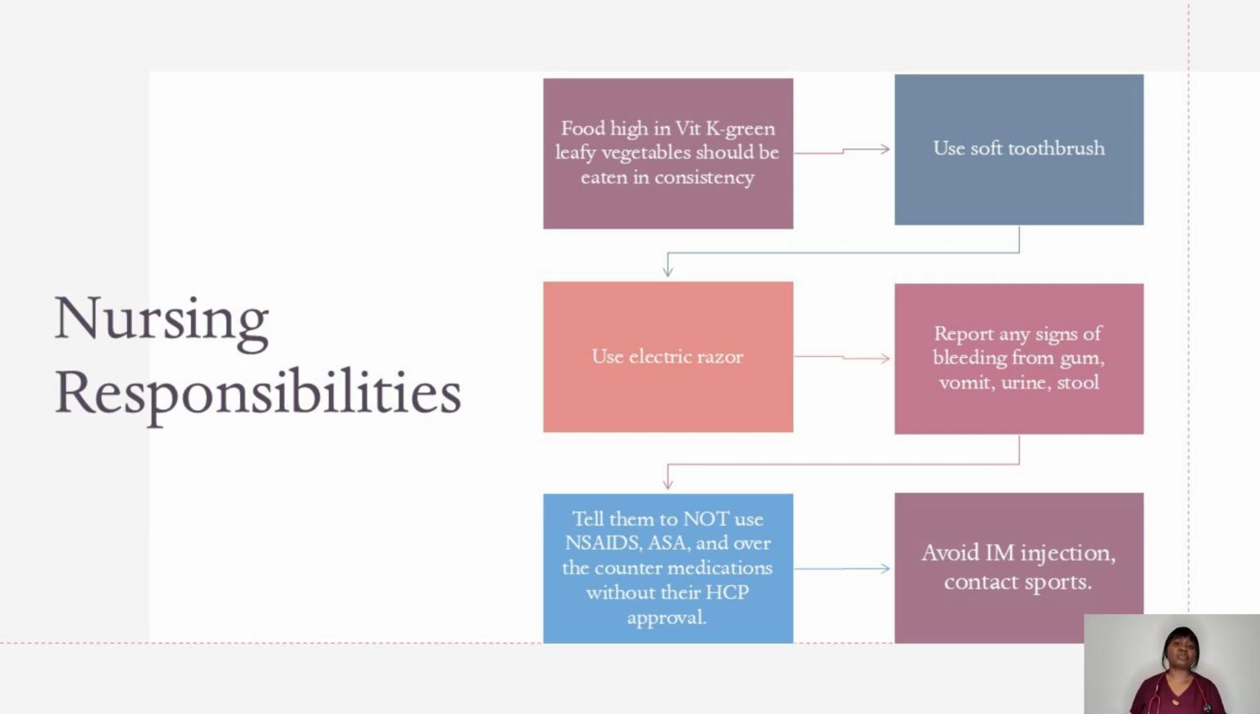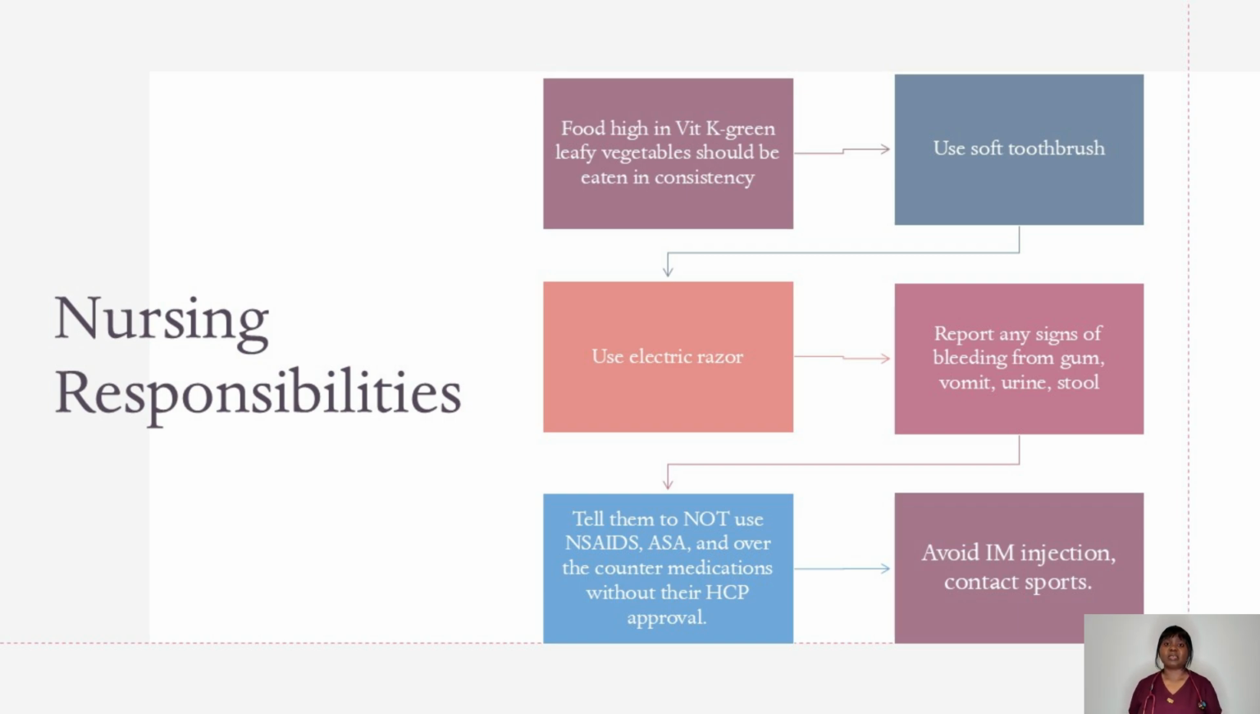Encourage and advise them to use a soft toothbrush, and they should not brush too rigorously so that they don't start bleeding, because they can bleed easily. You also want to educate them on the need to use an electric razor. And then they should be consistent in their diet, especially with intake of any food rich in vitamin K, like green leafy vegetables, like spinach, broccoli.